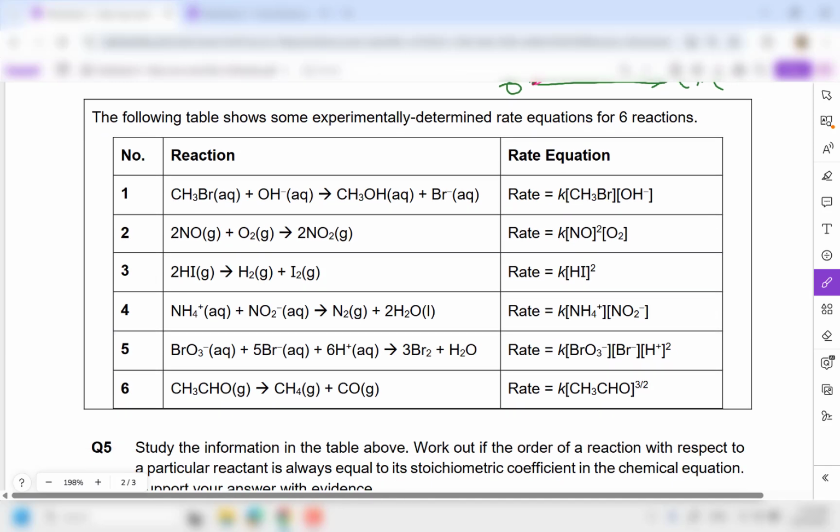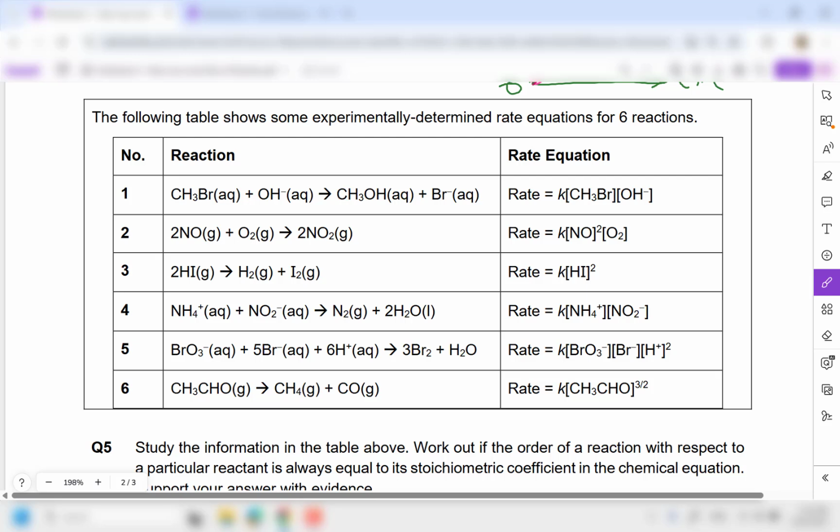Okay, right, let me move on. Next little box. So we have 6 reactions. The following table shows some experimentally determined rate equations for 6 reactions. Okay, they're all shown here. I think maybe I shouldn't introduce you to this term called elementary reaction yet, but basically all the reactions here are the overall balanced equations.